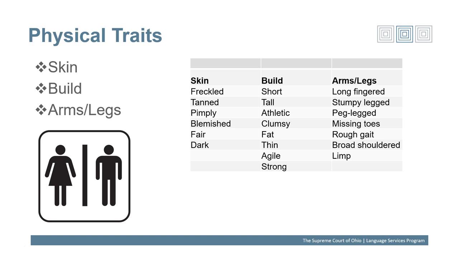And when referring to arms and legs, you can say someone is long-fingered, stumpy-legged, peg-legged, missing toes, rough gait, broad-shouldered, has a limp.